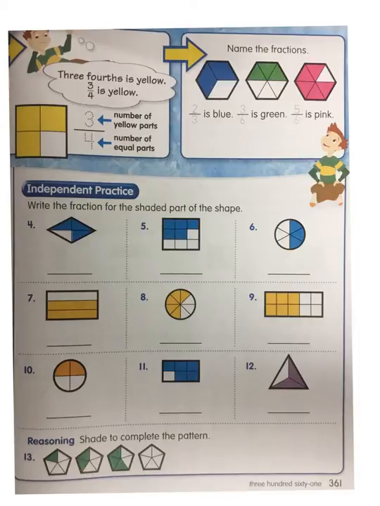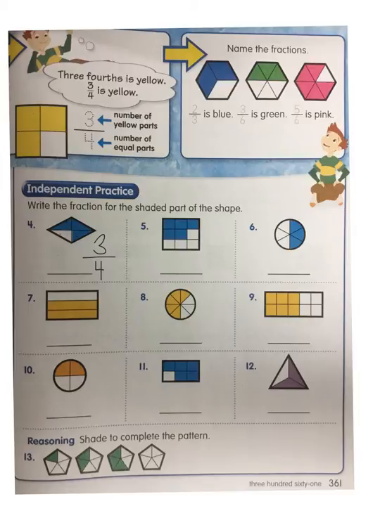So let's look at number 4. I'm going to do that one with you real quick. How many parts are colored? That goes on top. There are 1, 2, 3. So 3 parts are colored out of how many parts in all? Well, there's 1, 2, 3, 4. There are 4 parts altogether. So 3/4 of the fraction is blue.